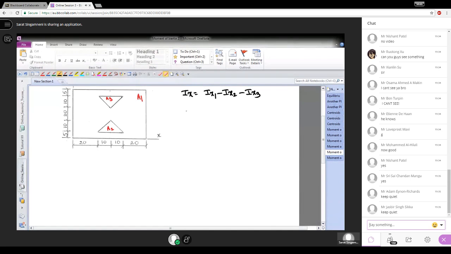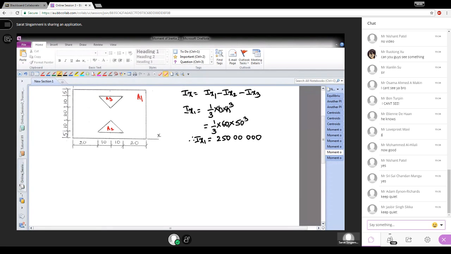So Ix1 is very simple, which is the moment of inertia of a rectangle about an axis passing through the base, which is 1 over 3 times b times h cubed, which you can see in the formula sheet. In this case, it is 1 over 3 times the base length, 20 plus 10 plus 10 plus 20, which is 60, times the height, 5 plus 10, 15, 35, 45 plus 5, which is 50, cubed. Therefore, Ix1, the moment of inertia of the big rectangle, is 250,000,000.